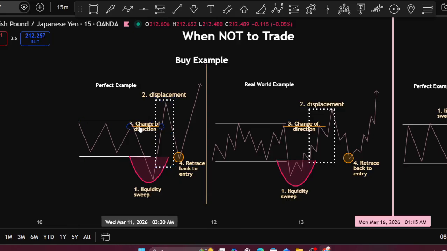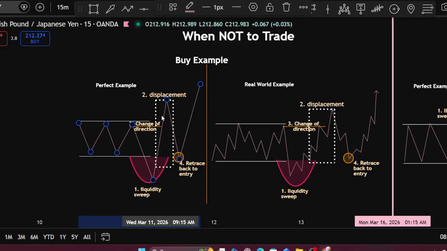Then I'm looking for if it changed direction. So not only does the market have to push all the way higher, it needs to pass this other consolidation zone, which is the resistance, in order to make a change of direction. When I have my change of direction, I know now that the buyers have the strength.